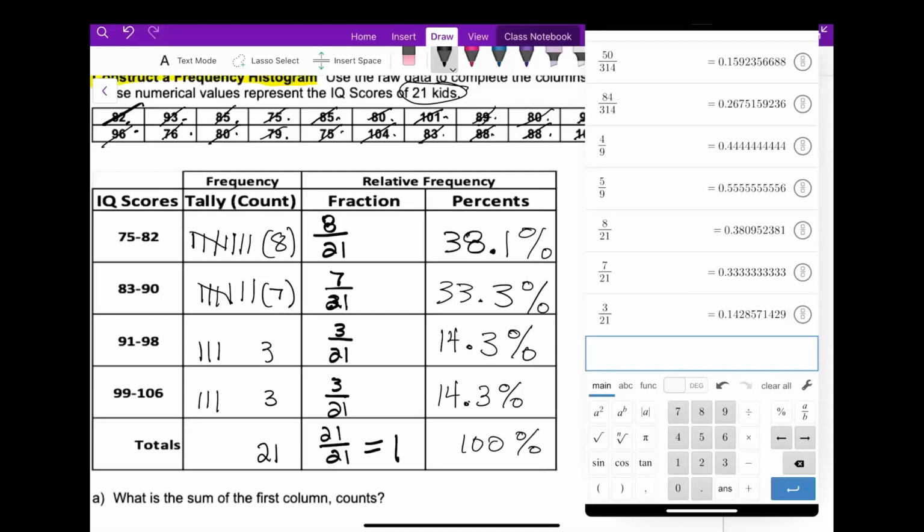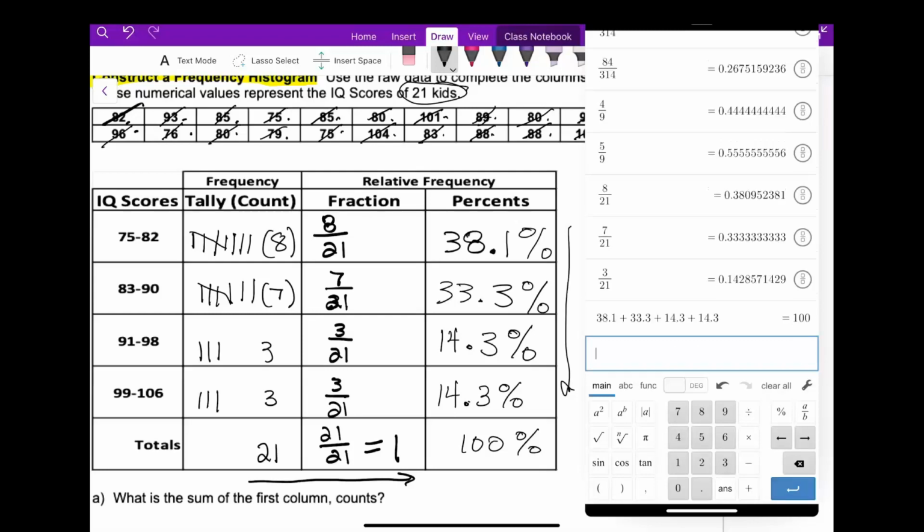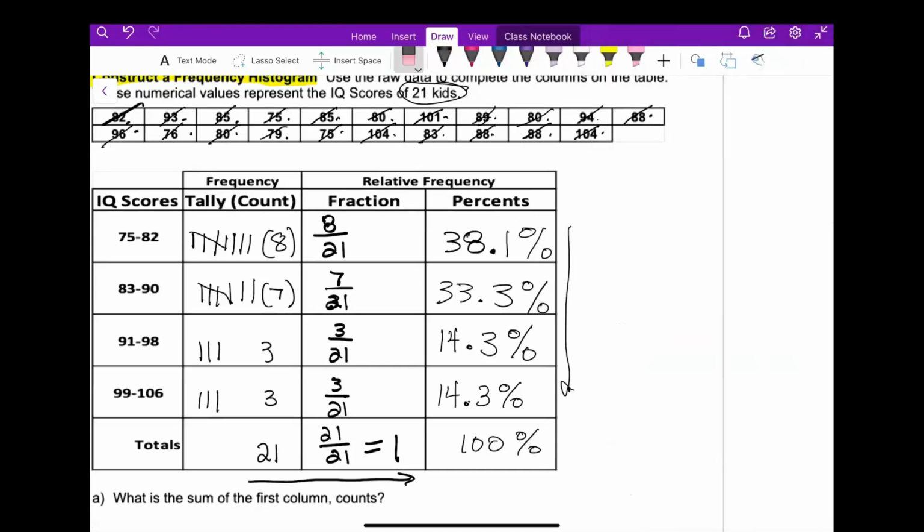Remember, our totals come from two places. The 100 comes from here, and the 100 should come from here as well. Let's check it out. 38.1 plus 33.3 plus 14.3 and that's 100. Our rounding actually worked out beautifully. Sometimes it's not exact, but in this case, it looks great.